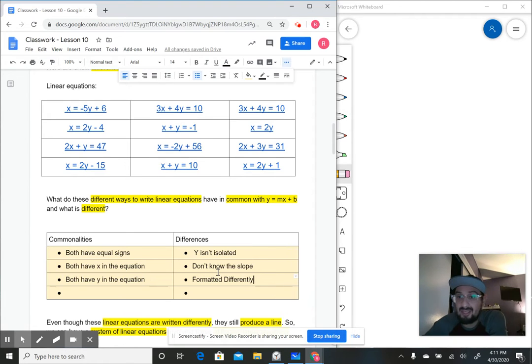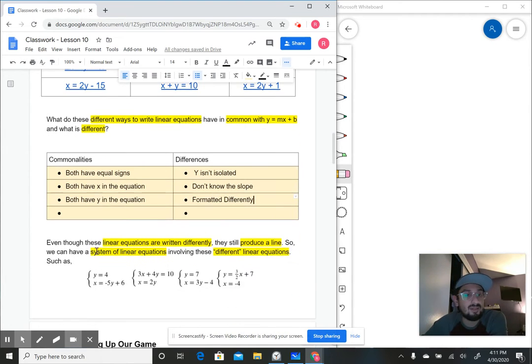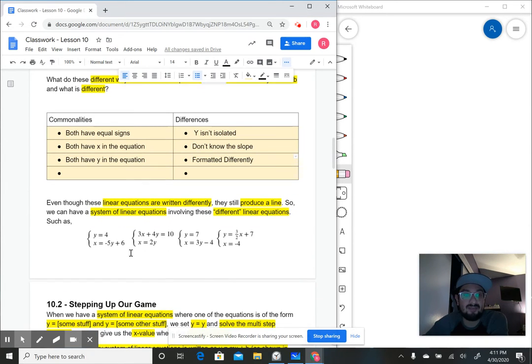Look, the thing is, you should know that these are lines. Even though they're not y equals mx plus b, they are still lines. They still produce a line. So even though these linear equations are written differently, they still produce a line. So we can have a system of linear equations involving these different linear equations, such as the examples I give you below.